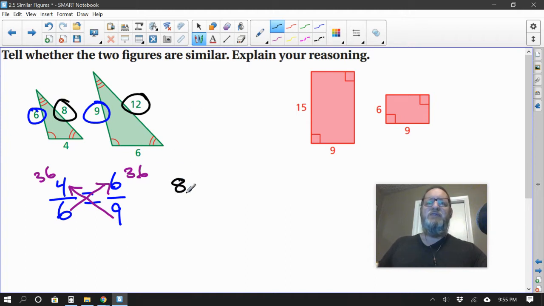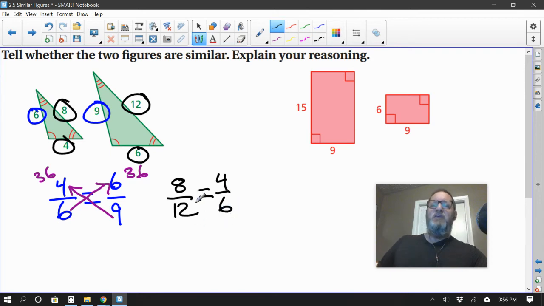So we have the 8 over the 12. Those are two corresponding sides. Okay. And let's set that equal to, it doesn't matter which one, how about the 4 and the 6 again? Okay, there we go. So let's do our cross products. So 12 times 4, that's 48. And 6 times 8, oh, guess what? 48.